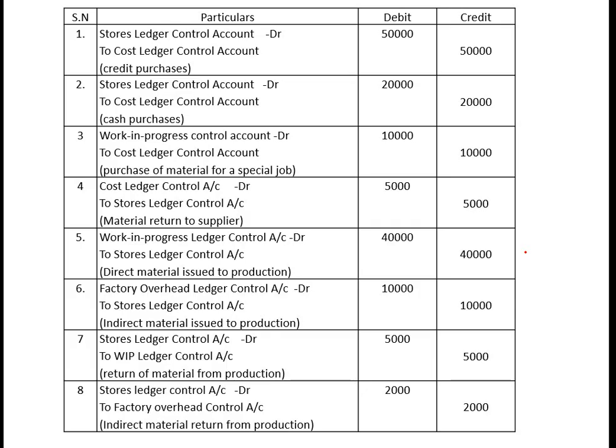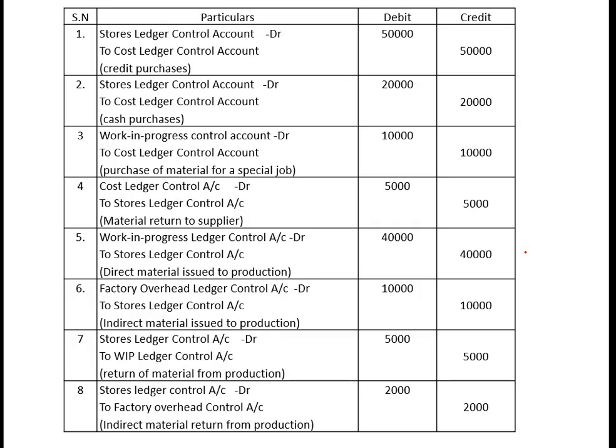Entry number 7, direct material returned from production to store. So your production department has returned some material to stores department. So entry will be again store ledger control account debit to work in progress ledger control account. So this is the reverse entry of, you can see entry number 5, amount is rupees 5000. Entry number 8, indirect material returned from production to store.